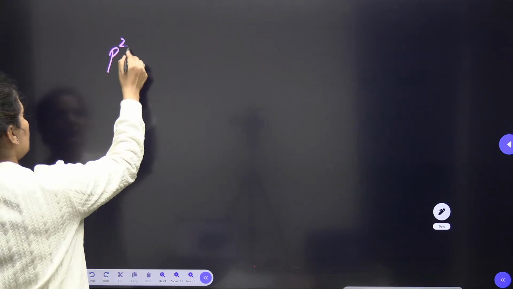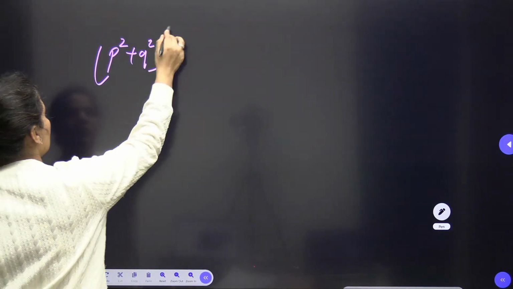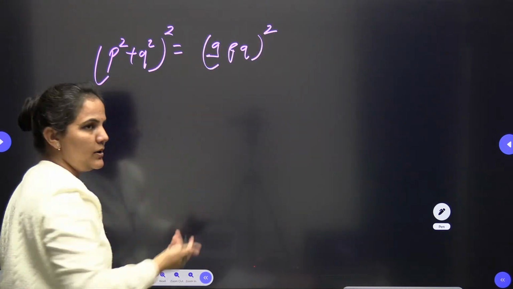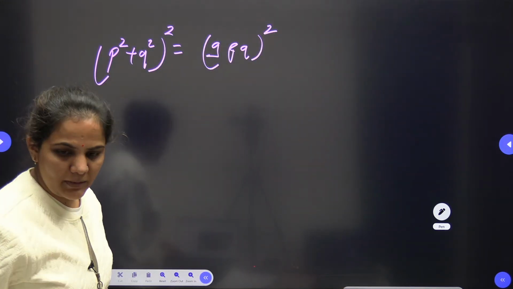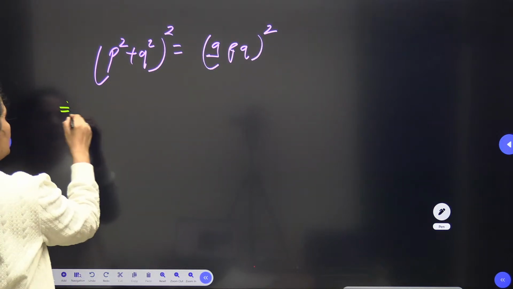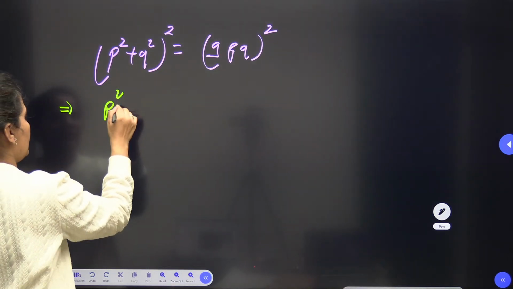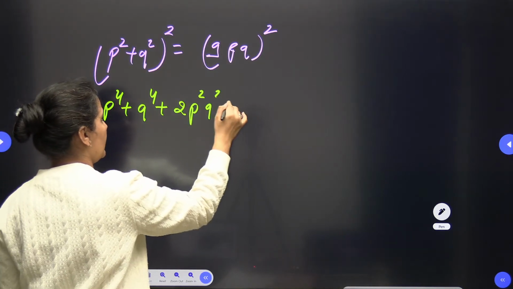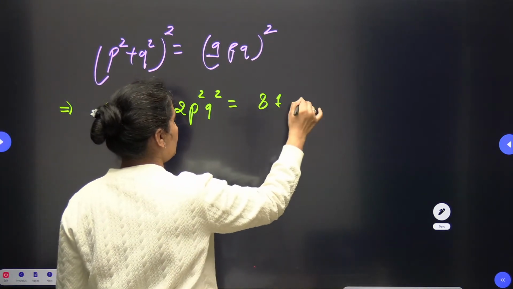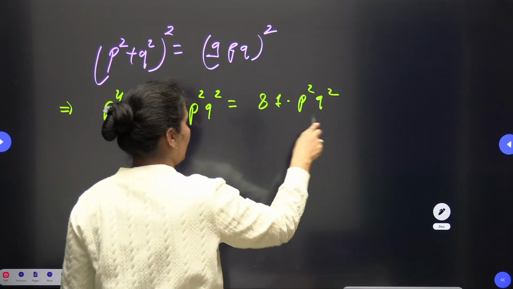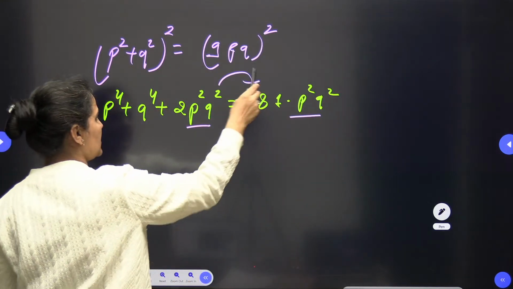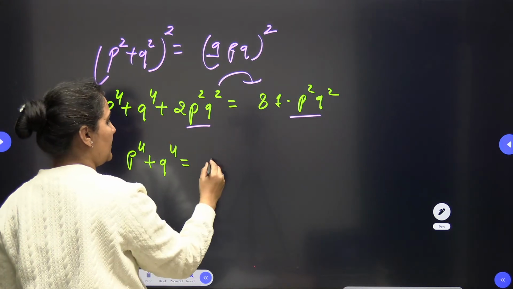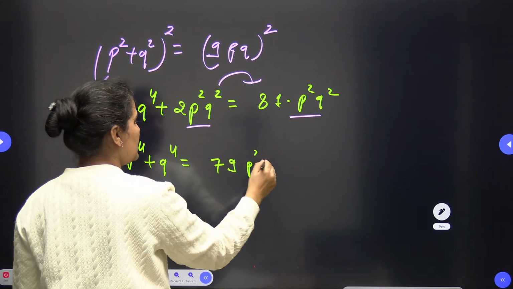It should be p square plus q square whole square equals 9pq whole square. A plus b whole square is a square plus b square plus 2ab, which we can approach. So this should be p power 4 plus q power 4 plus 2p square q square, and 9 square is 81, that is p square q square. I can see these two things are the same, so just shift there also. So p power 4 plus q power 4 equals 81 minus 2, which is 79, p square q square.